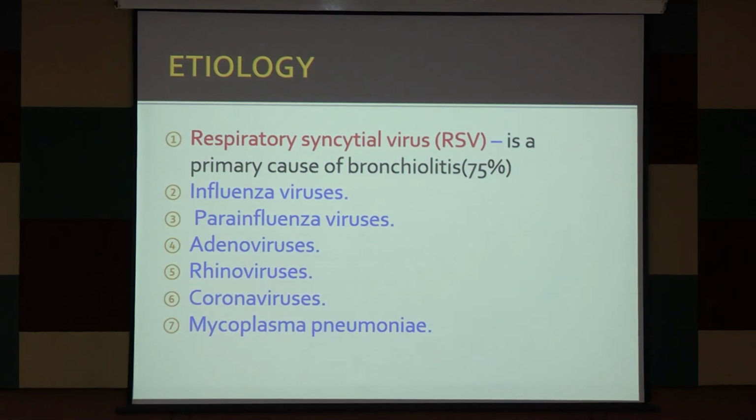So which virus is causing bronchiolitis? The most common virus causing bronchiolitis is Respiratory Syncytial Virus or RSV. According to the Indian Academy of Pediatrics, it accounts for almost 75% of the cases of bronchiolitis. What are the other viruses causing bronchiolitis? These are influenza, parainfluenza, adenovirus, coronavirus, rhinovirus, and remember there is one bacteria that is also causing bronchiolitis, that is Mycoplasma pneumoniae. So most of the causes are atypical. Most common cause is RSV.